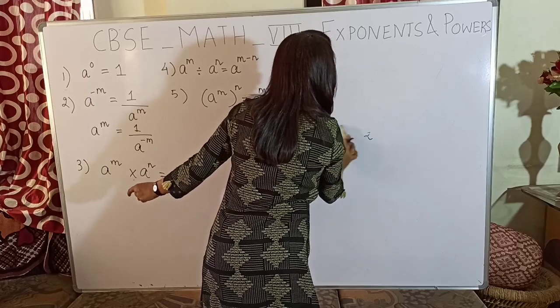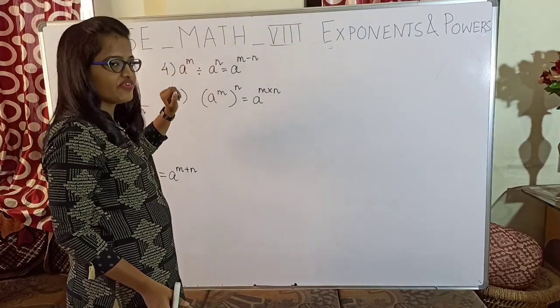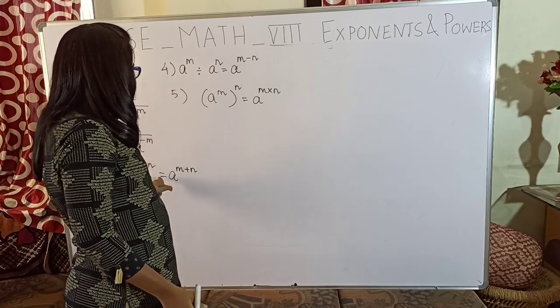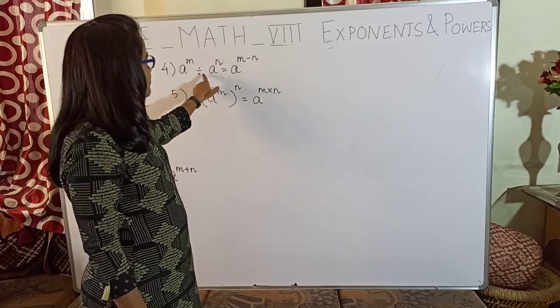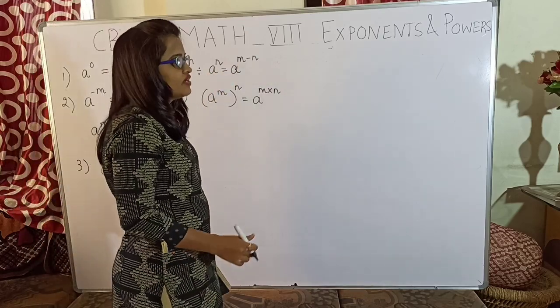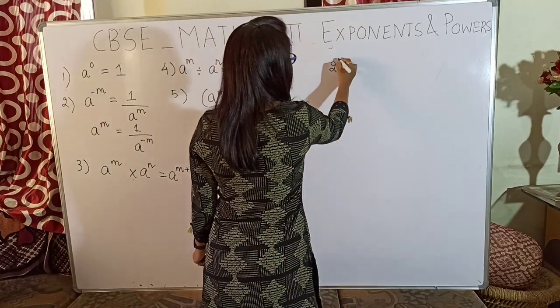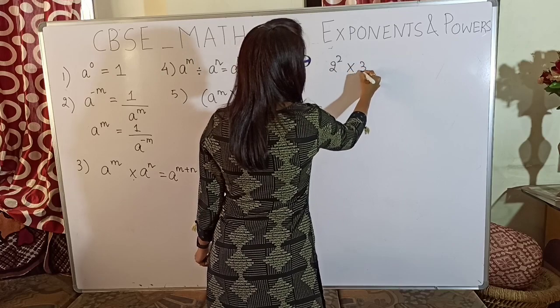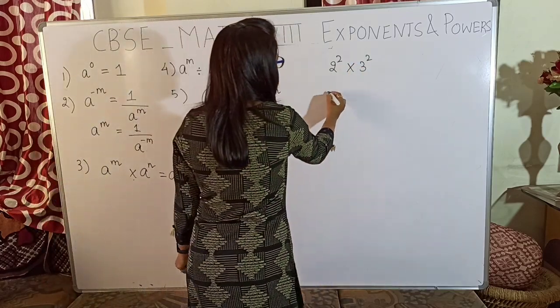Now here we have seen that if the base were same and the index were different, then we have done addition when there was multiplication between the bases, and we have done subtraction when there was division between the bases. But what if the bases are different but the index is same? Suppose 2 raised to 2 into 3 raised to 2. How could this be simplified?